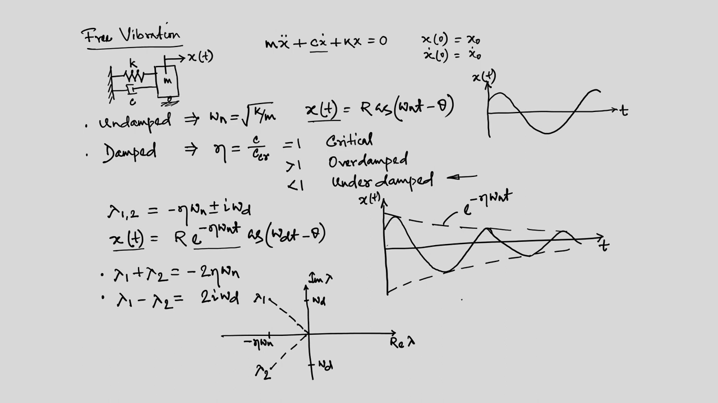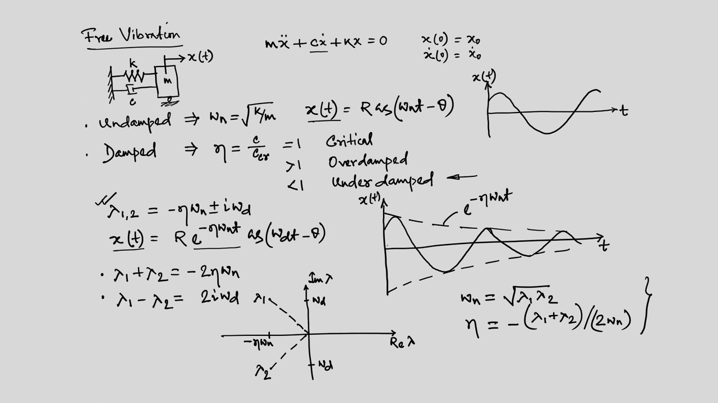So, what is omega n? Omega n in terms of the roots is the square root of lambda 1 lambda 2. And eta is equal to minus (lambda 1 plus lambda 2) divided by twice omega n. You can easily prove this from the expression of the roots that we have derived. So, that tells us, when we have free vibration, how the system behaves under the influence of damping.